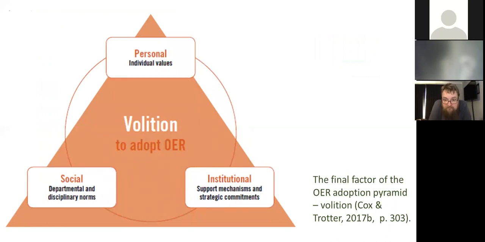Now the previous pyramid was my adaptation of the one in the research. This image is directly taken from the Cox and Trotter publication. And when we're at the volition to adopt OER, there are interactions among the personal individual values. So your personal choice to use OER is informed by your values. But it's also informed by the departmental and disciplinary norms, and it's informed by the support mechanisms and strategic commitments of the institution. And this is where the organizational culture has an influence. At no other place in the pyramid does organizational culture have an influence.